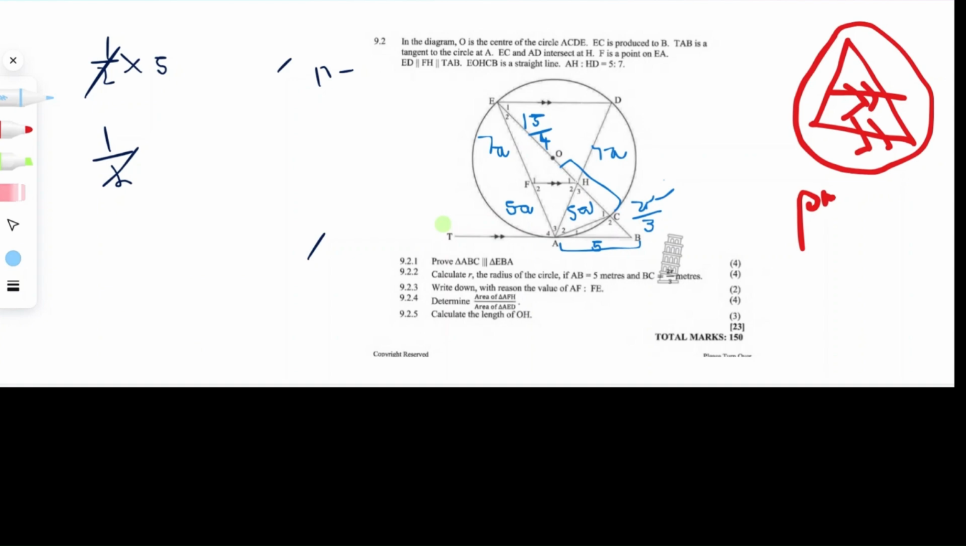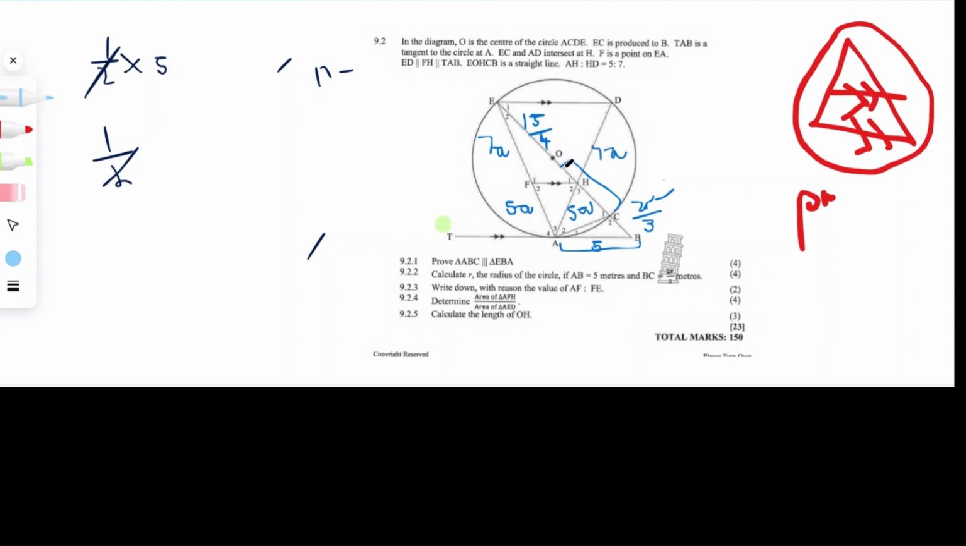If you need to calculate a part of a line that isn't a radius, a part of a line that is a part of a bigger line that already has values, then you need to formulate an equation for yourself. So what do I mean by this? Look at OH. OH isn't a radius, but OH is a part of a bigger line that actually has a value. OH is a part of, for instance, OB. Okay, OH is literally also a part of OC.